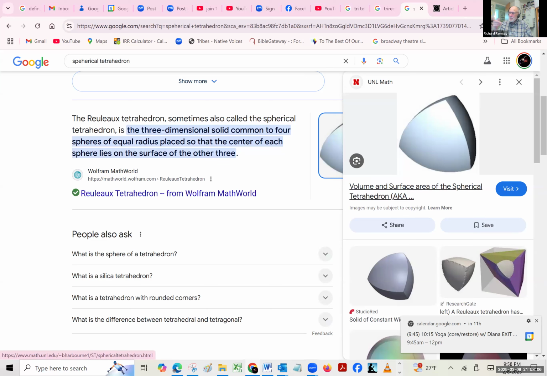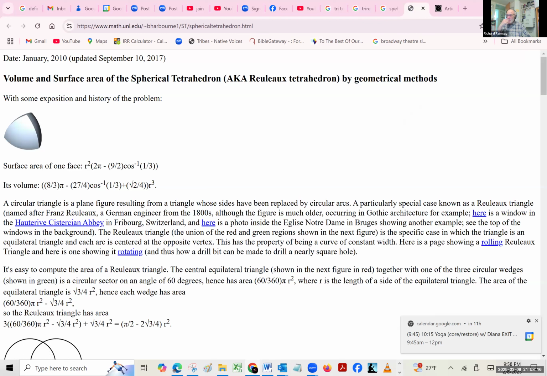Let me tell you about that shape. This is called the Reuleaux. What the heck is this called? Richard, tell me about that shape. Well, at a local farmer's market... There it is. See? Yeah, the Reuleaux tetrahedron. Go ahead.